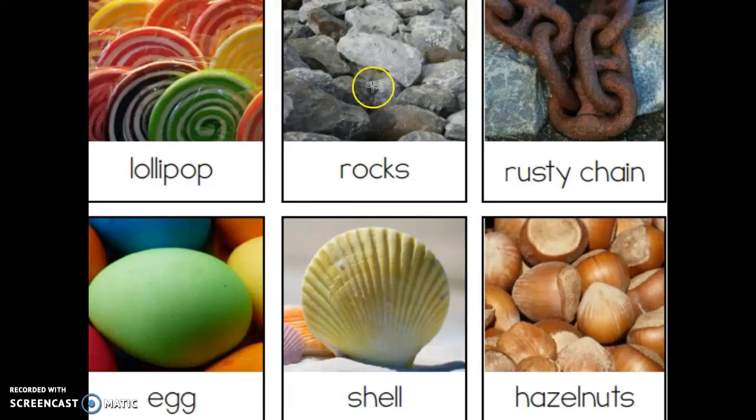The next picture we're going to look at is this bottom picture on the left that is a picture of an egg. Looks like an Easter egg.